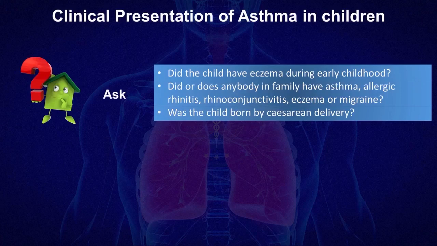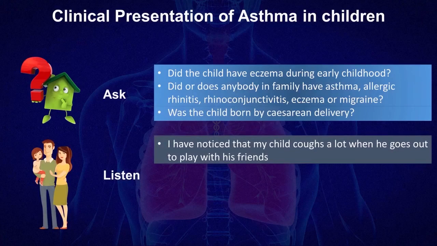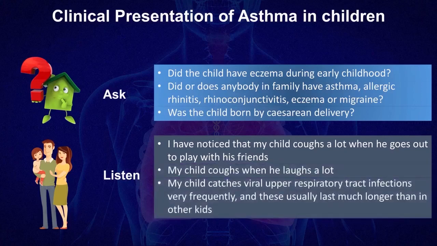If the parent says that I have noticed that my child coughs a lot when he goes out to play with the friends, or the parent says, my child coughs when he laughs a lot, or my child catches viral upper respiratory tract infections more frequently than other children, and these usually last for a longer period of time than other children. These are very classical clues to say that the child has underlying asthma than anything else. So ask these.